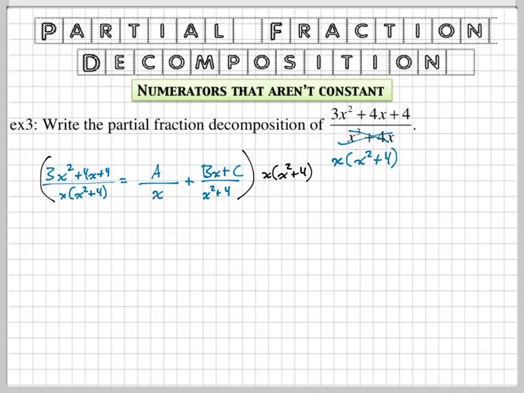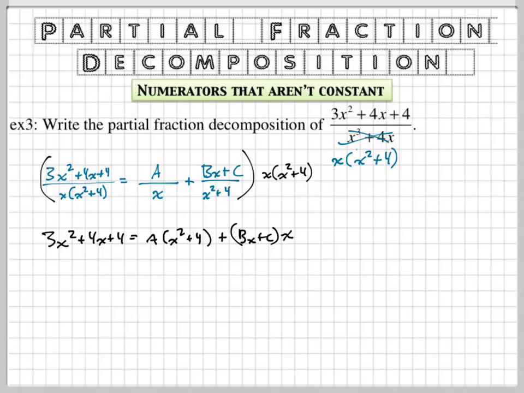So, for the first one, the whole denominator cancels out. So I'm left with 3x squared plus 4x plus 4 equals, for this, when I multiply it times this fraction right there, I'm going to cancel out that x, and I'll be left with a multiplying to x squared plus 4. Now this one is going to be bx plus c, and what are we going to multiply it by? Well, when we multiply this times this, the x squared plus 4 cancels out, right? And so we're left with an x. We only have to multiply it times x.